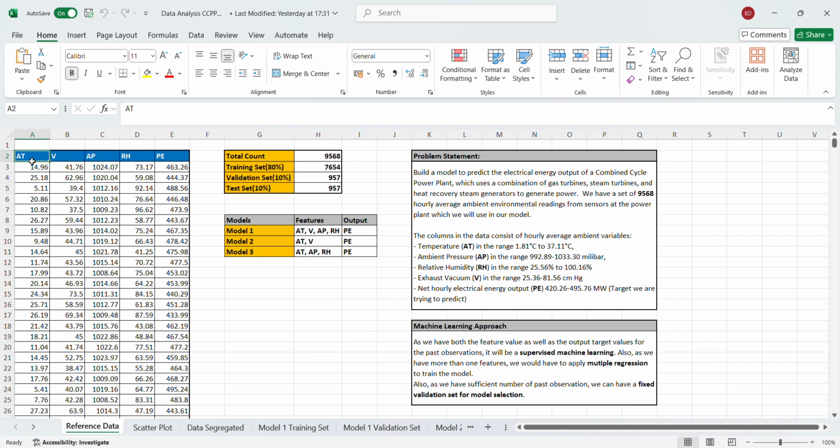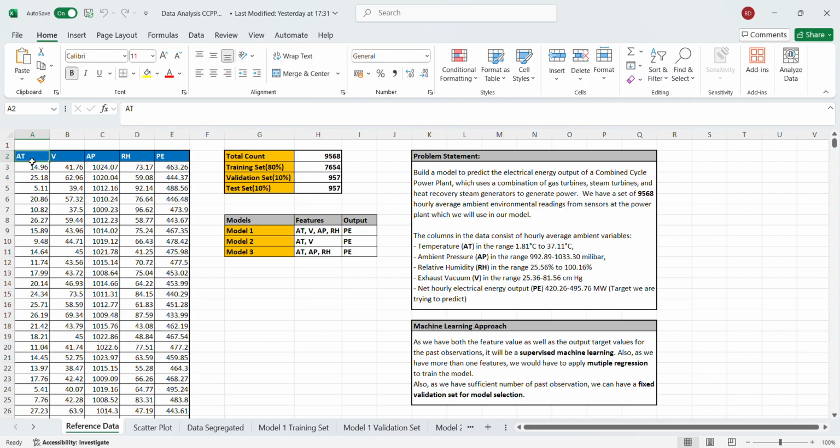So here, if you see, we have been provided with the input features as well as the output target. As we have both the values, it will be supervised machine learning. Along with that, we can see we have more than one feature, so we will use multiple regression to train our model. Again, as we have a sufficient number of observations, 9568, we won't be going ahead with k-fold validation. We will create one fixed validation set only for our model.